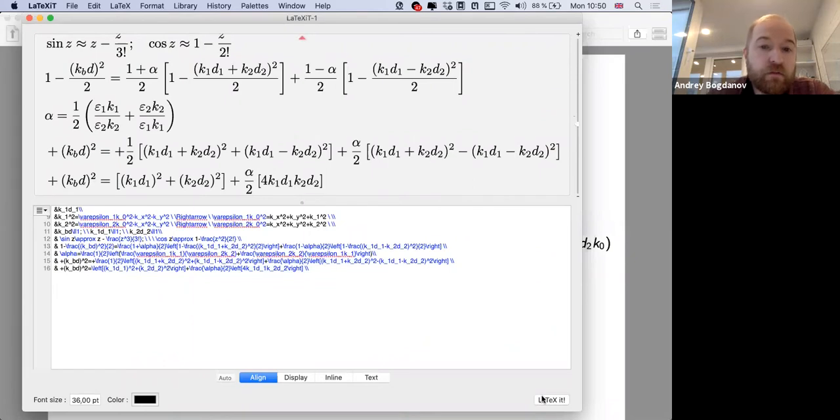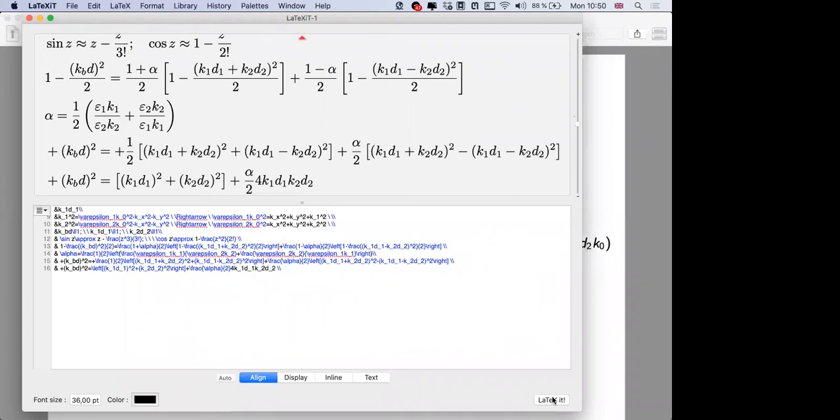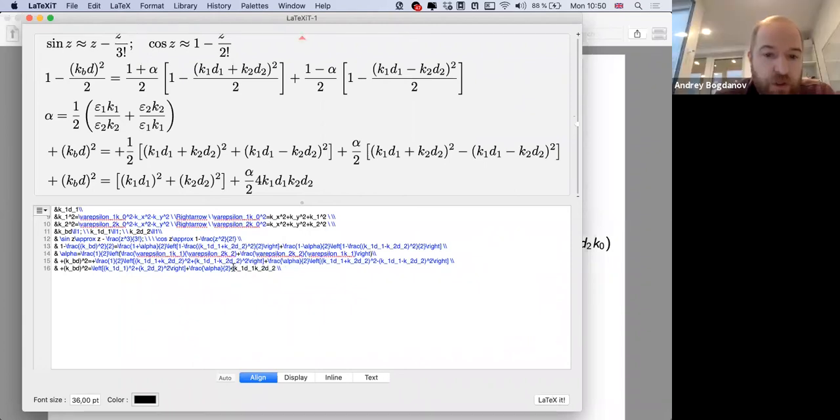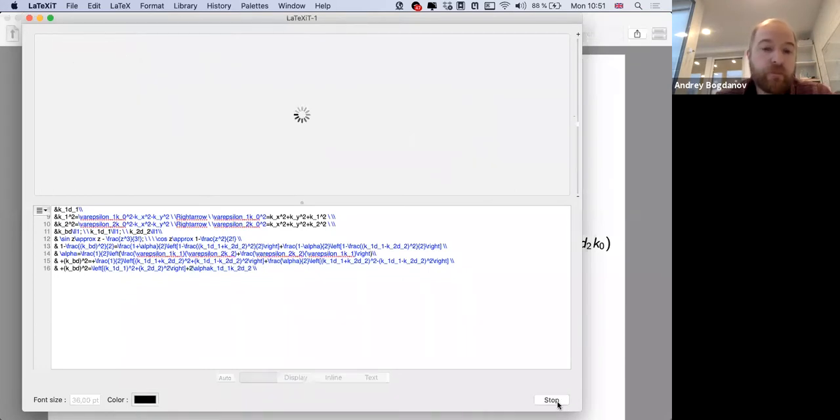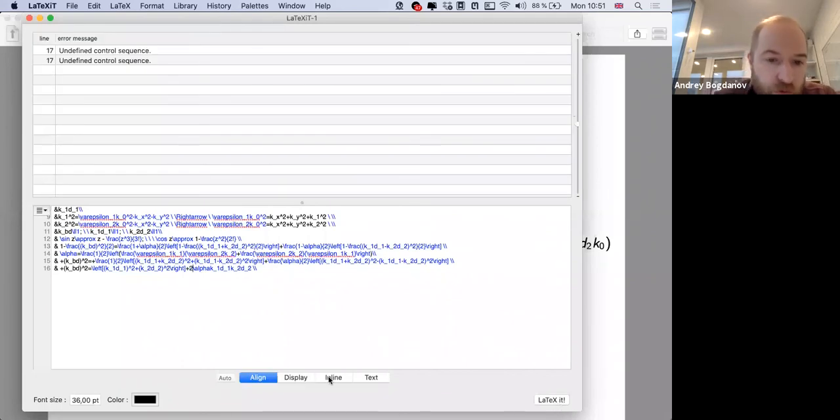Something like this. Of course, I don't need this left and right. Do you agree? Yes. So it's just 2 alpha, just 2 alpha. Okay, guys, 2 alpha, okay, almost.